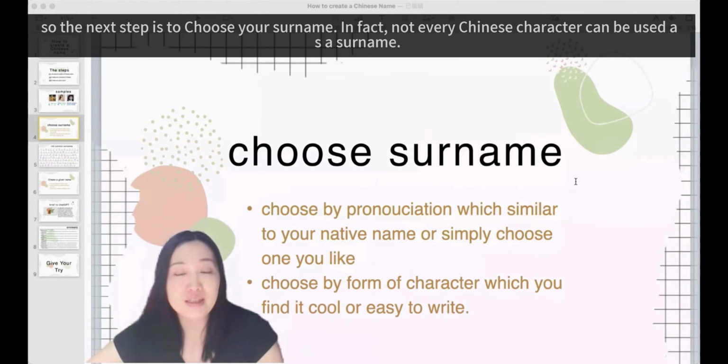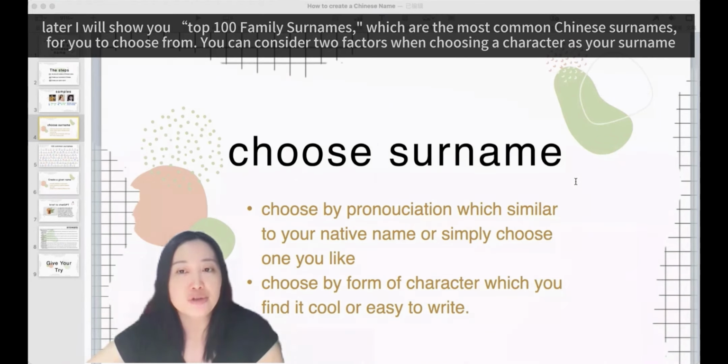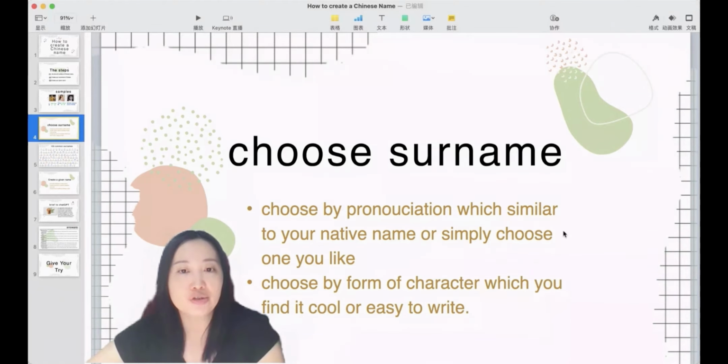So, the next step is to create your surname. In fact, not every Chinese character can be used as a surname. Later, I will show you the top 100 family surnames, which are the most common Chinese surnames for you to choose from. You can consider 2 factors when creating a character as your surname. One way to do it is to choose by pronunciation, which is similar to your native surname, or simply choose ones you like.